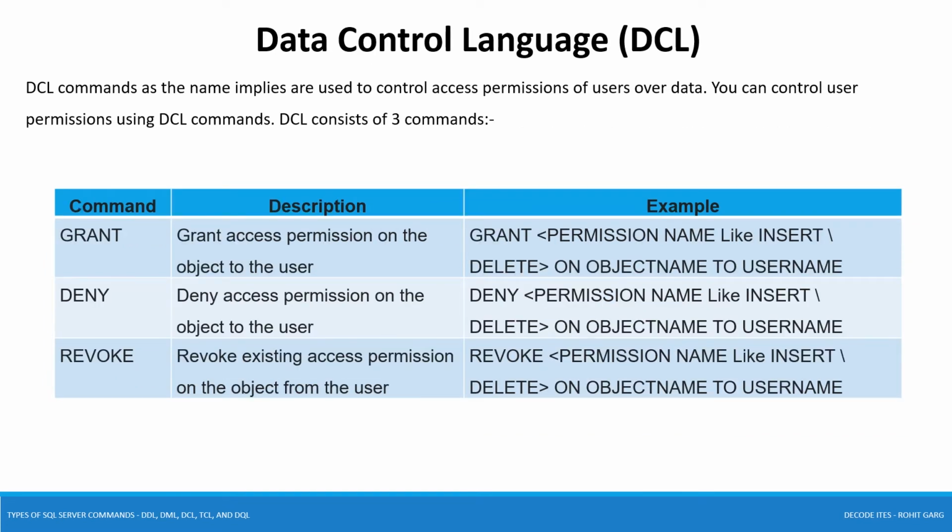Data Control Language, DCL. DCL commands, as the name implies, are used to control access permissions of users over data. You can control user permissions using DCL commands. DCL commands are of 3 types: grant, deny, and revoke. Grant gives the permission on an object to a particular user. Deny denies the access permission on the object to the user, and revoke removes the existing permissions on the object from the user. These 3 commands are very useful to secure your data and to ensure only legitimate users have access to your database and can access your data.